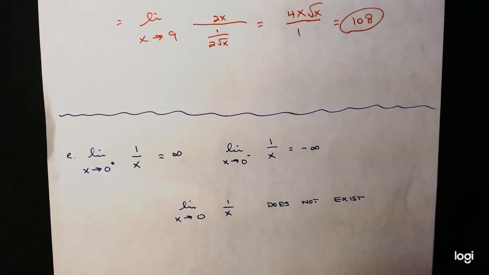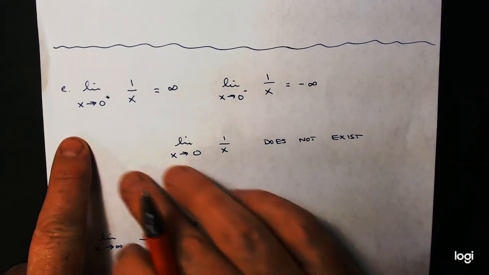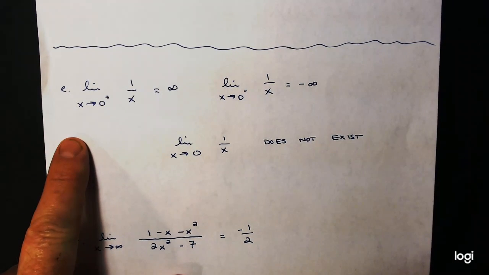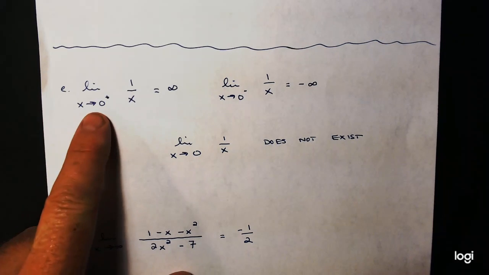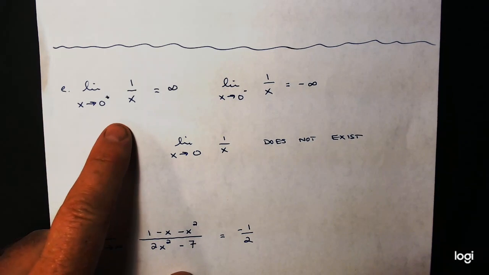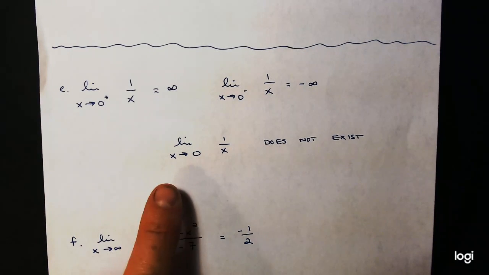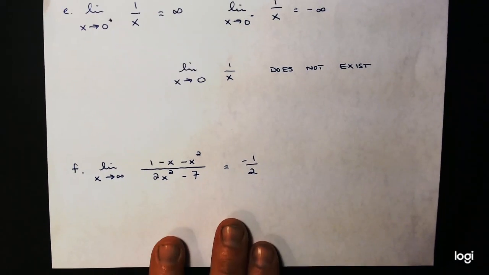Okay. Notice the next few, well, the next 3 here, we cannot use L'Hopital's rule there because if we plug in a 0, we don't have 0 over 0 or infinity over infinity. So that's not going to work on these. We have to look at those conceptually and understand those. Okay. Look at F though.